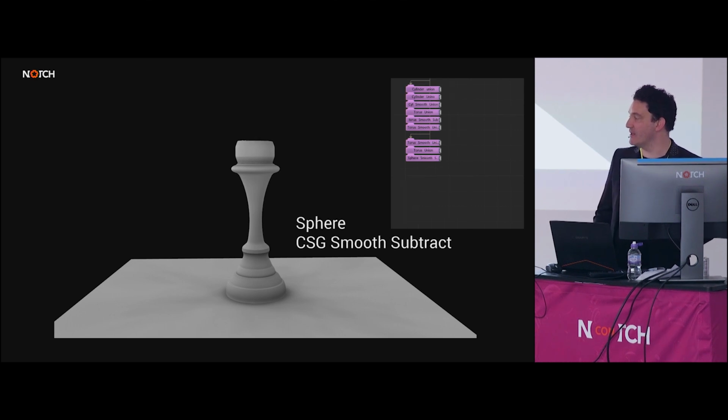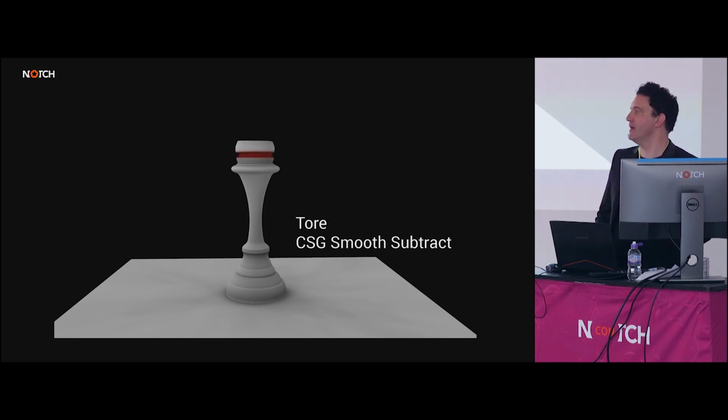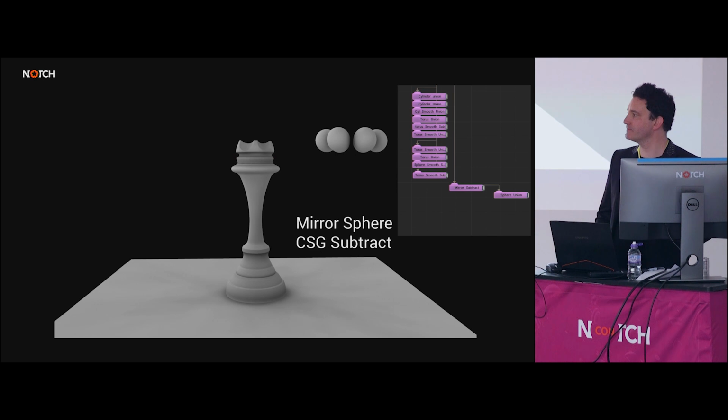And then we've got another sphere which is subtracting an indent in the top. And then we've got another torus cutting in. You can see how that's cutting in there.